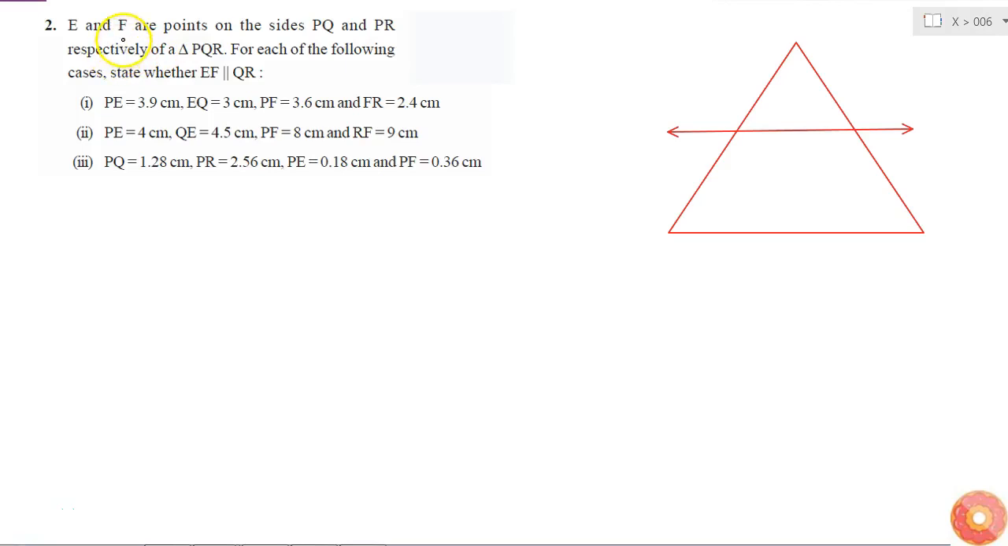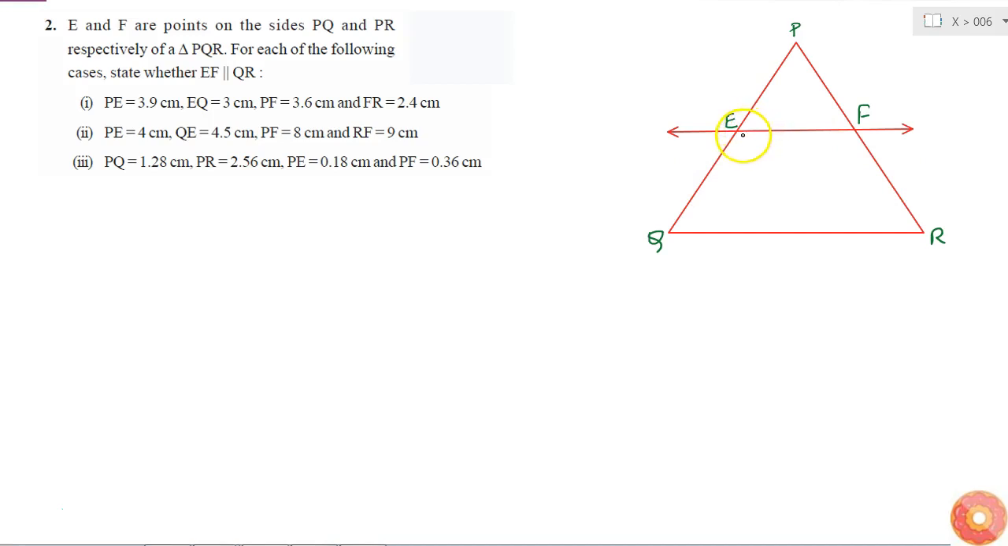Okay, here I am given that E and F are points on the sides PQ and PR respectively of a triangle PQR. So if I draw it, let us say this is my triangle PQR, this is P, this is Q, this is R, and what am I given? E is on side PQ and F is on side QR. For each of the following cases, I have to state whether EF is parallel to QR.